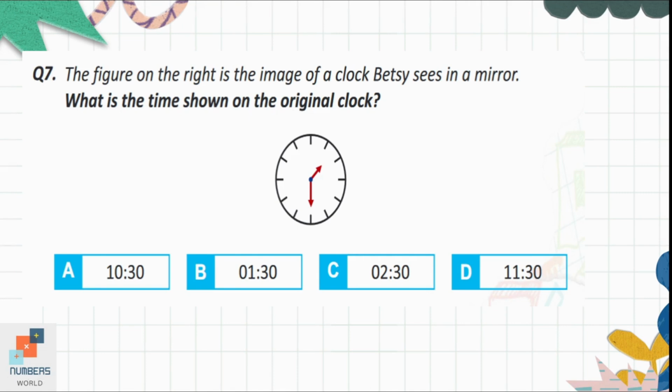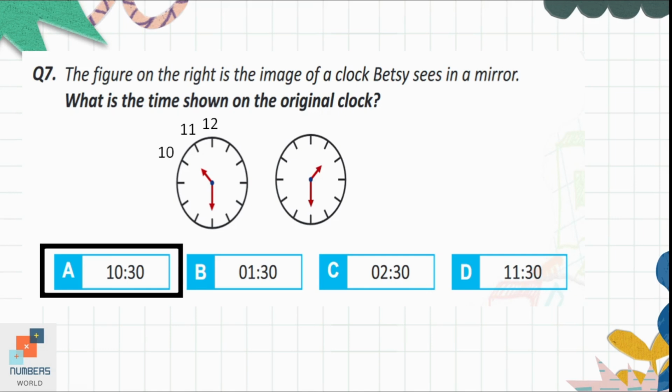As Betsy sees the image in the mirror, to find out the time on the original clock, we will flip the image of the clock. If the center line is 12, before 12 we have 11, and before 11, 10 is here. We can see that the hour hand is in the center of 10 and 11, so our hour is 10, and the minutes hand is exactly at 6. To find out the minutes, we will multiply 6 by 5, that is equal to 30. So the time on the original clock is 10:30, which is shown in option A.